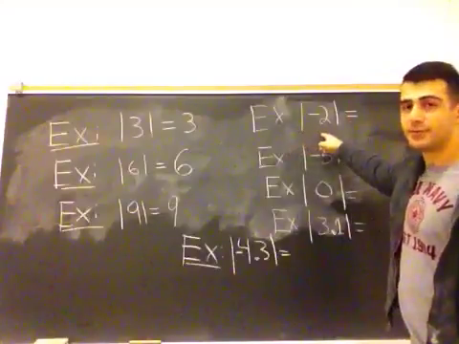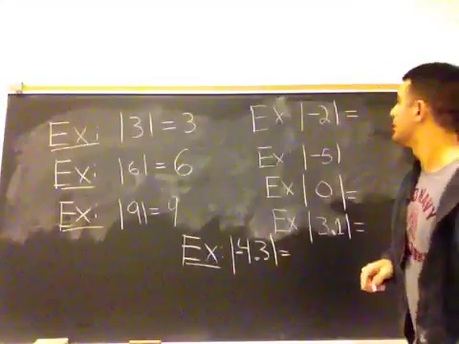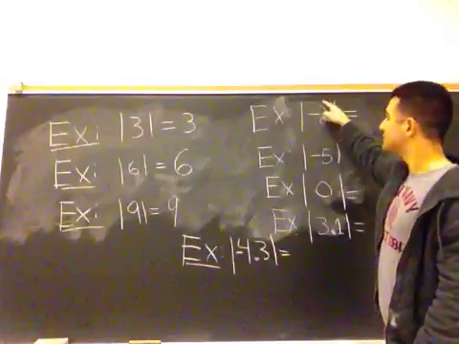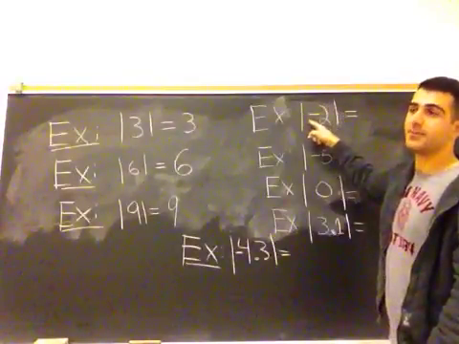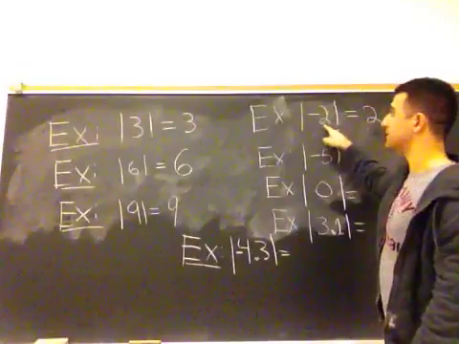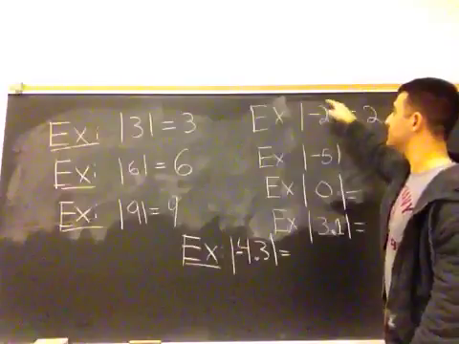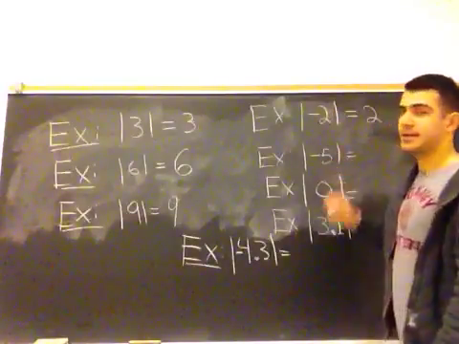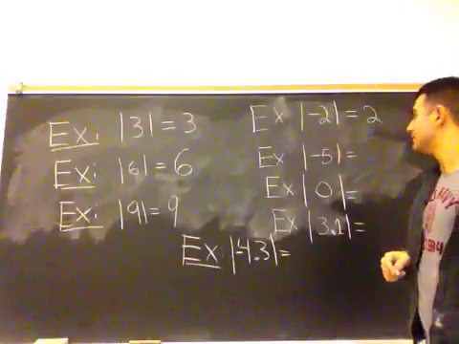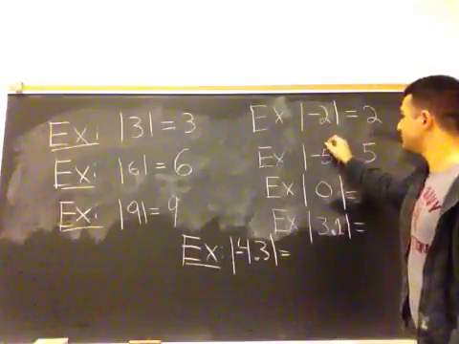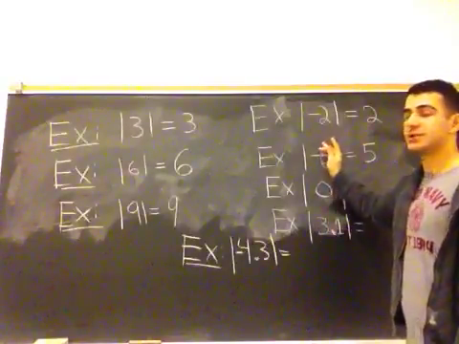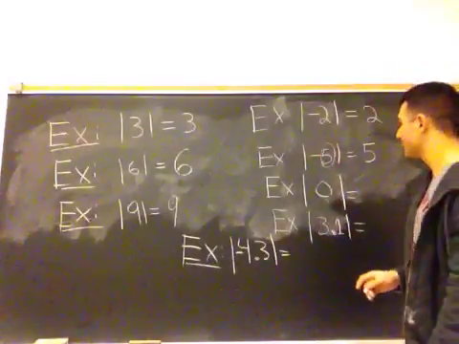What is the absolute value of -2? Remember, we're only interested in the magnitude, or we're only interested in the number itself, not the sign. So in this case, it would be 2, because the number would be 2. What about -5? What is the absolute value of -5? Well, that's just 5. We're only interested in this. We don't care about the sign.